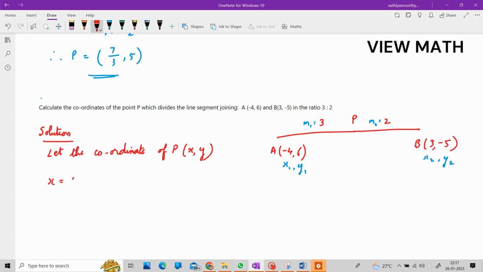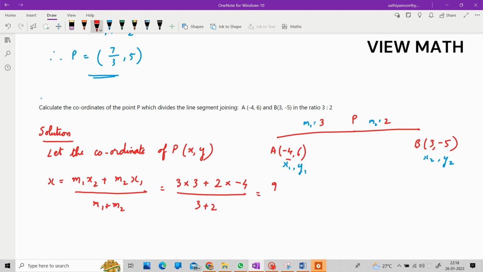So first let me write the section formula. x is equal to (m1 x2 plus m2 x1) by (m1 plus m2), which is equal to m1 is 3 into x2 is 3, plus m2 is 2, x1 is minus 4, divided by m1 plus m2, that is 3 plus 2. Now let me simplify this. 3 into 3 is 9 minus, so minus into plus, minus 2 into 4 is 8, by 5. So this is equal to 1 by 5.